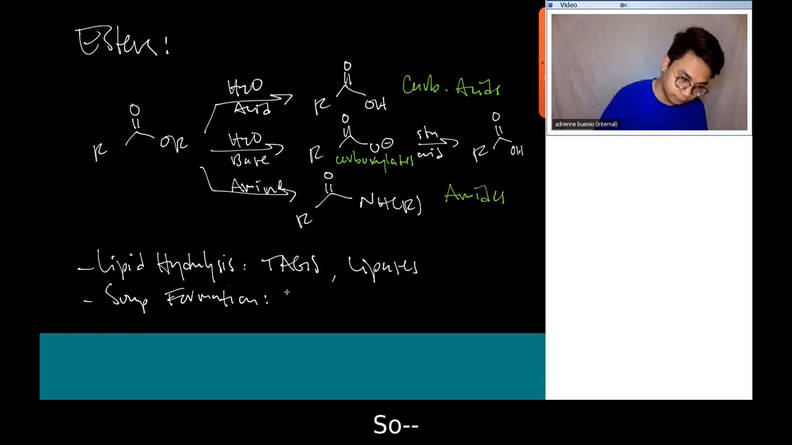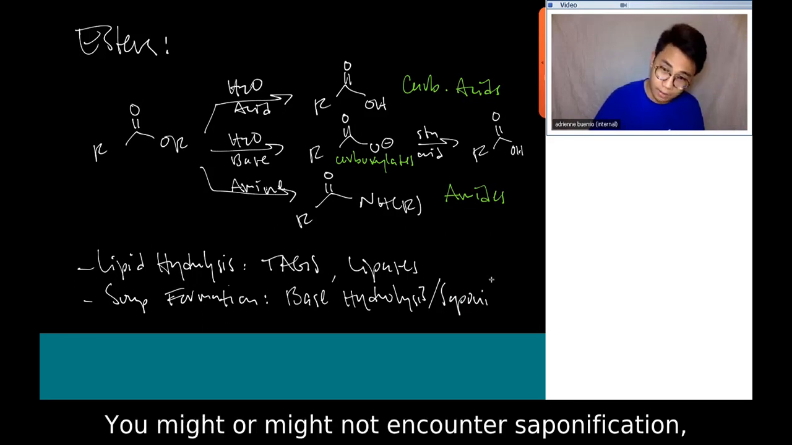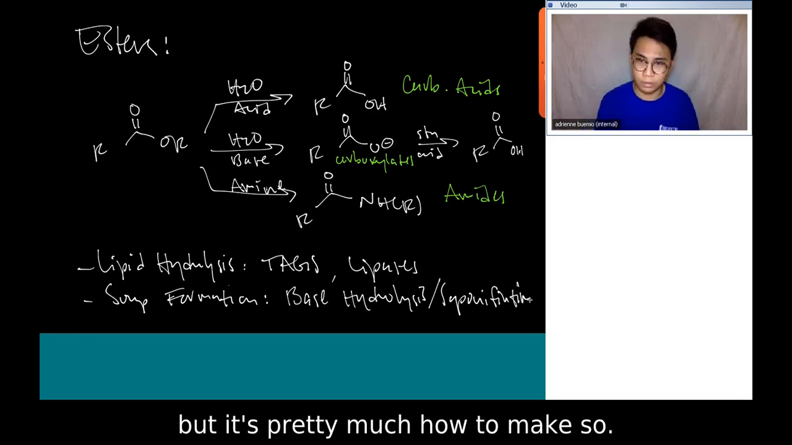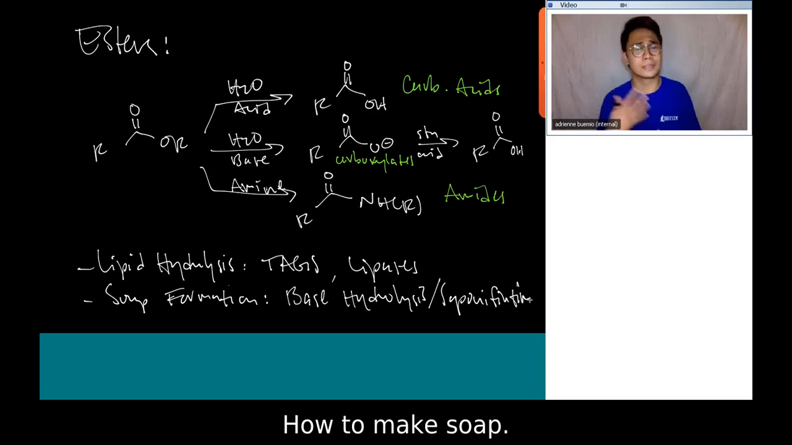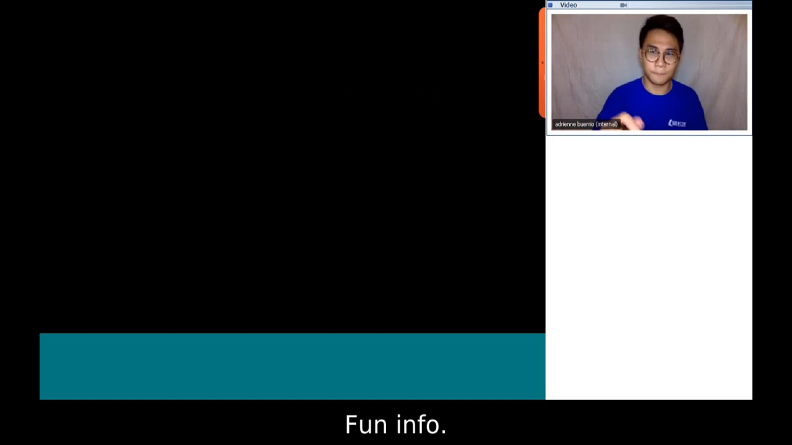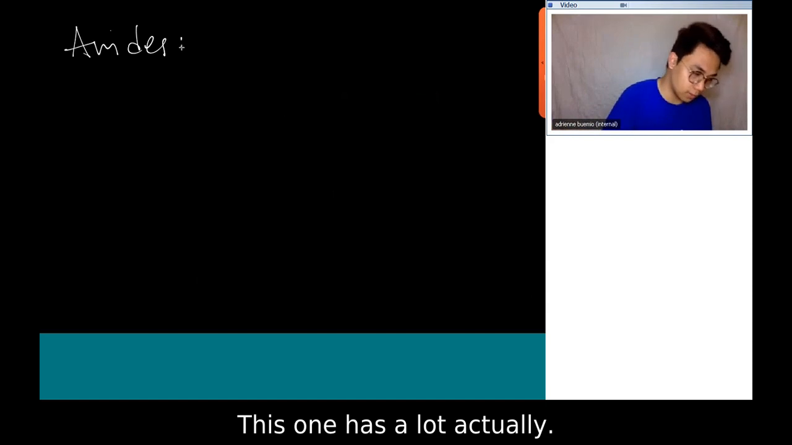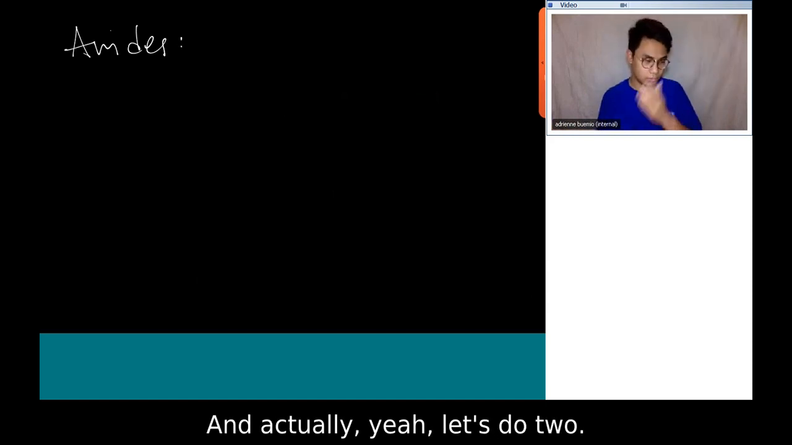So hydrolysis, and then it's called saponification. You might or might not encounter saponification, but it's pretty much how to make soap. Okay, so that's that. Fun info. Now let's go to amides. And this one has a lot, actually.